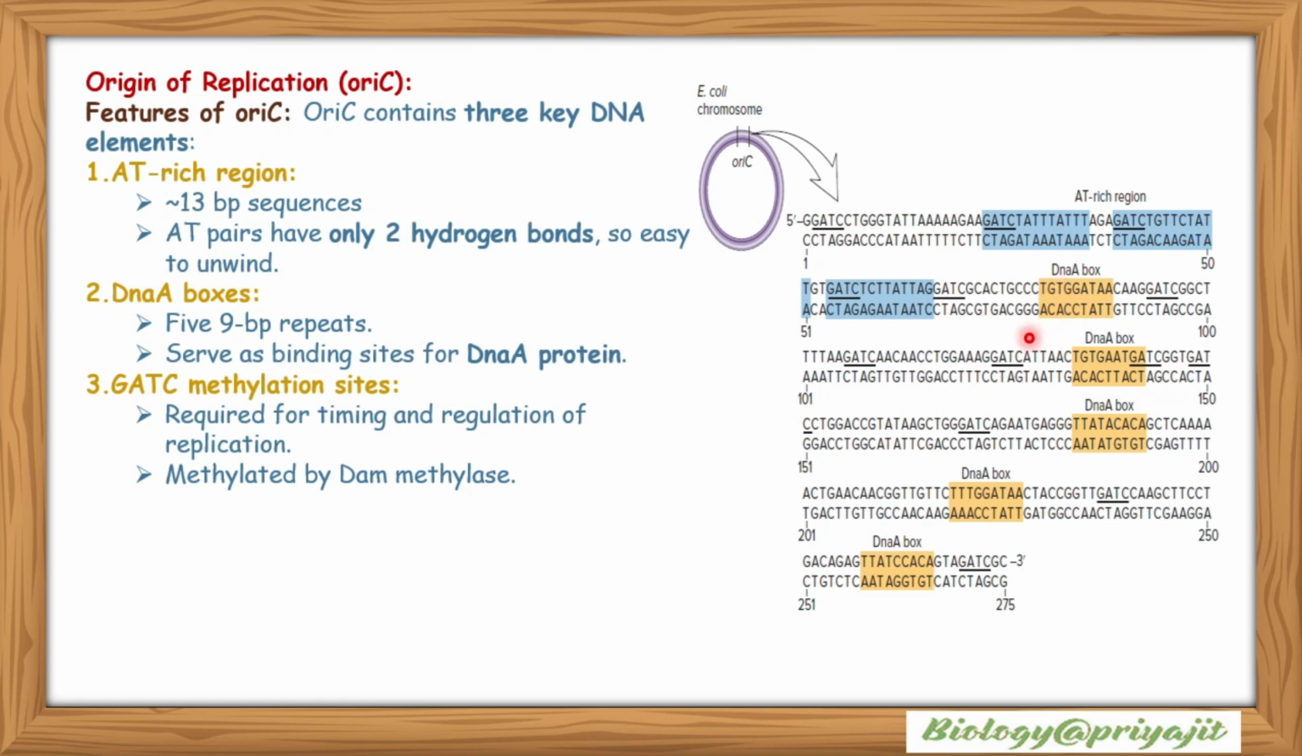Third one is the GATC site. GATC sites are the underlined sites here. They can be found within the AT-rich region or outside the AT-rich region. Also, there are GATC methylation sites. This is required for proper timing and regulation of the replication process, and the methylation is carried out by the enzyme Dam methylase.